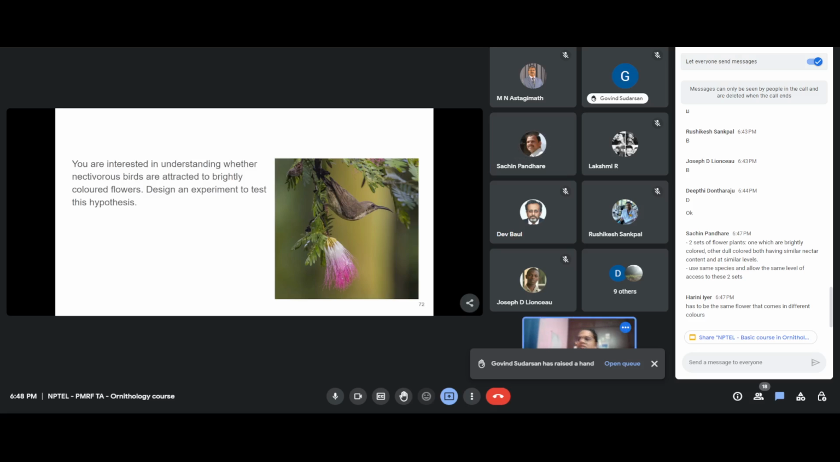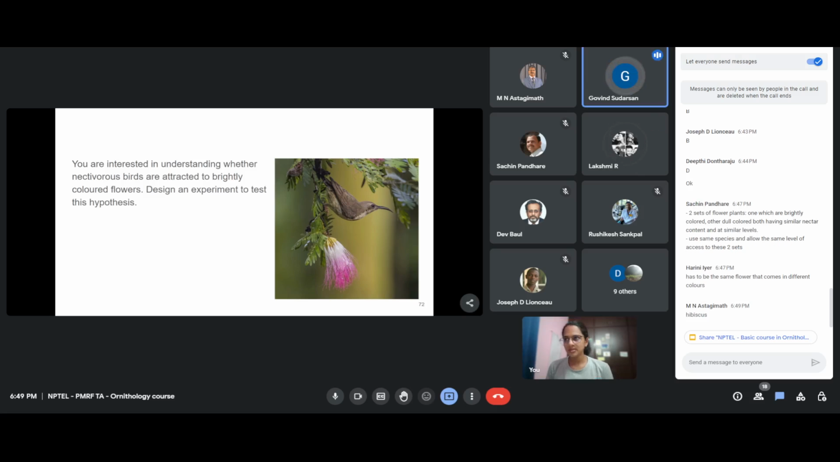Sure. So Harini also adds on to that: it has to be the same flower that comes in different colors. Yes, that would be ideal. Same flower, different colors, ranging from bright to dull, and also having the same level of nectar, as Sachin mentioned. Yes, Lakshmi. Hanuman, I was just thinking aloud on Harini's point: same flower, different colors.